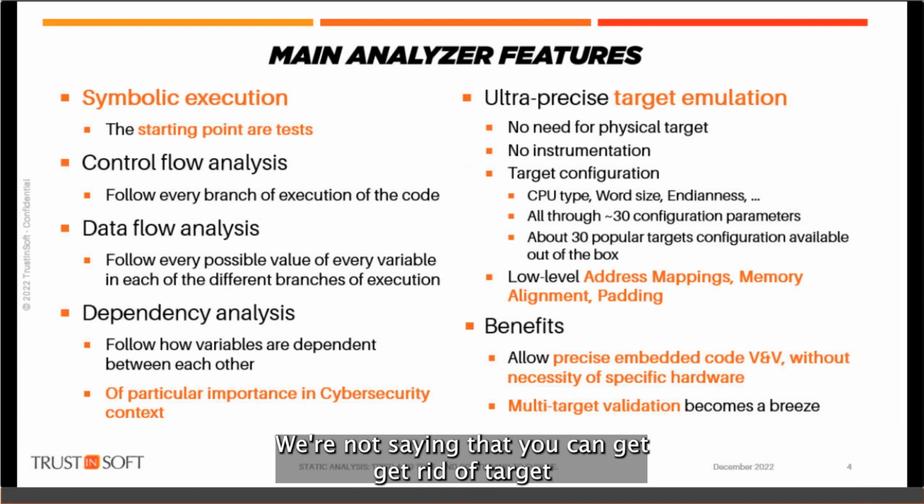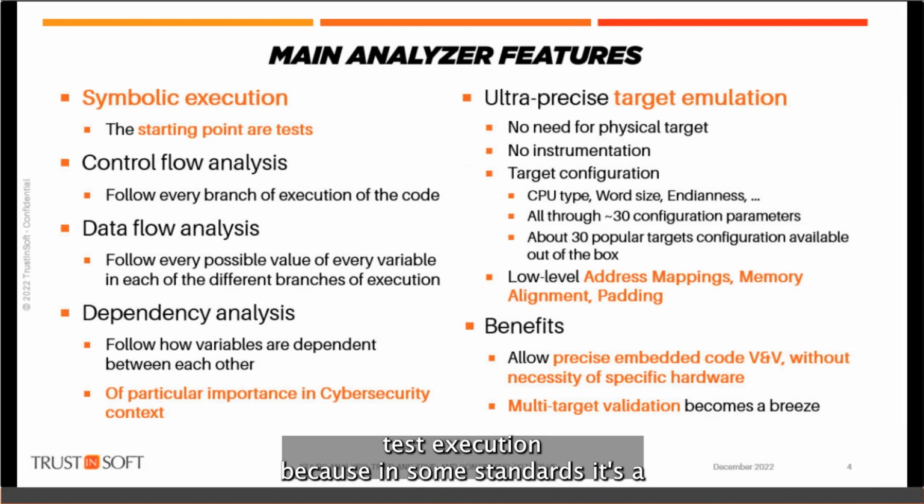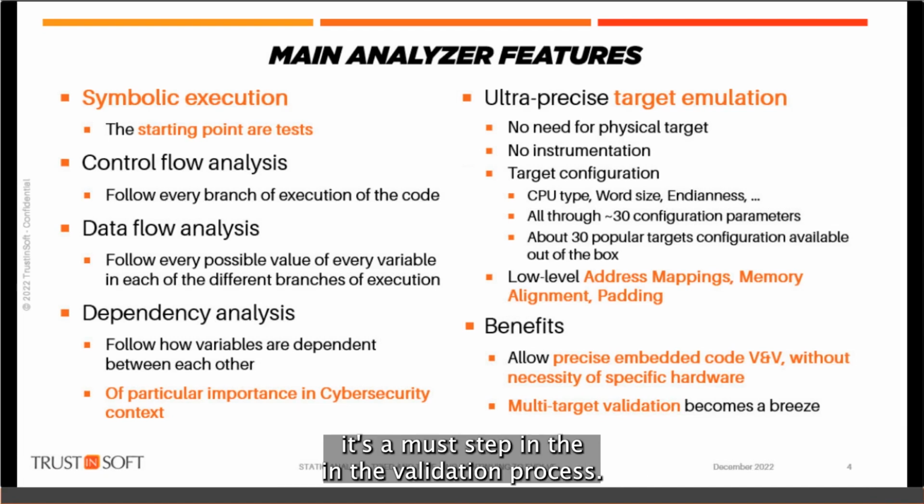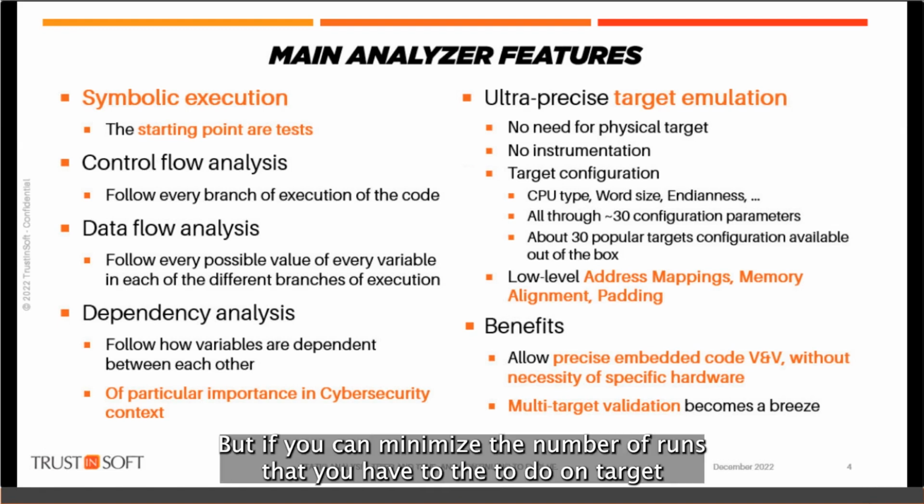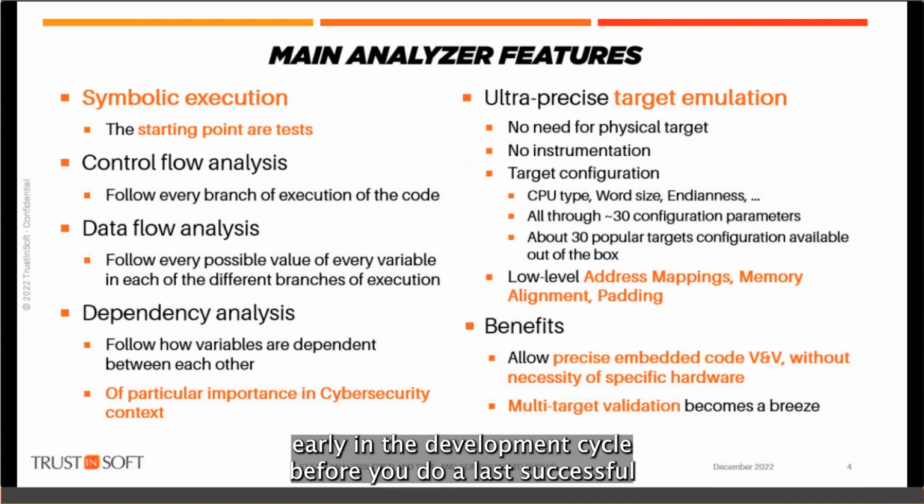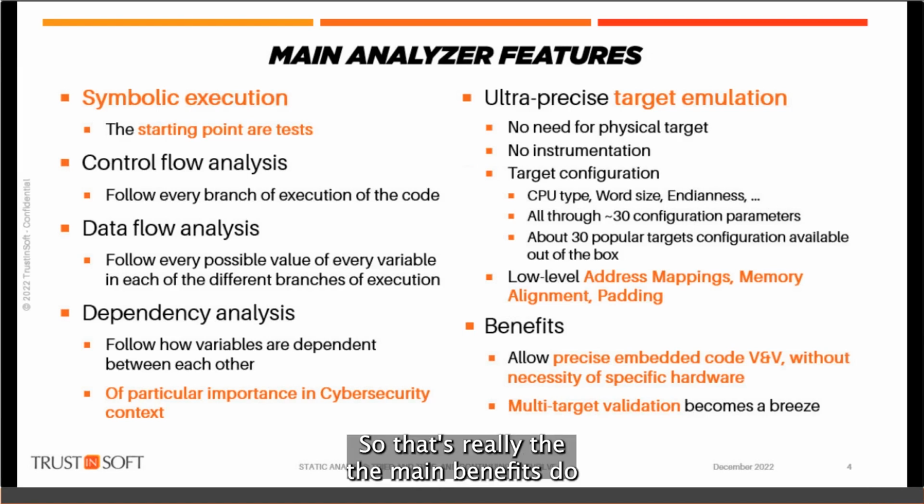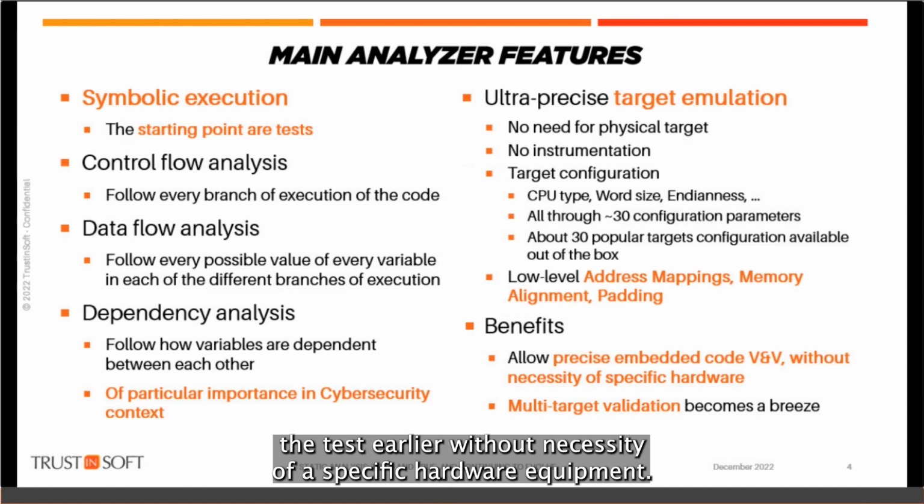We're not saying that you can get rid of target test execution, because in some standards it's a must step in the validation process. But if you can minimize the number of runs that you have to do on target, and if you clean up your code and detect most of the problems early in the development cycle before you do a last successful run on target, then you have already some significant savings. So that's really the main benefit: do the test early without the necessity of specific hardware equipment.